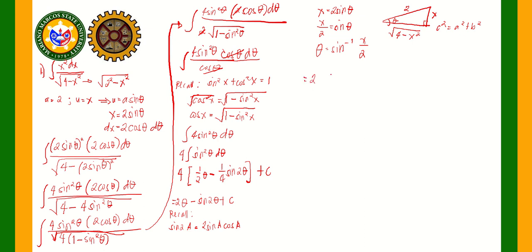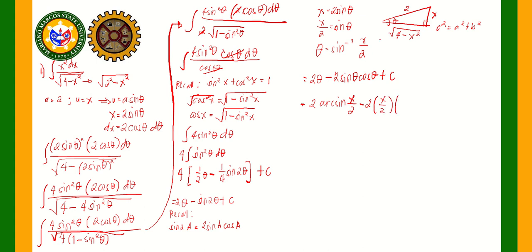So, this will be equal to 2 theta minus 2 sine theta cosine theta from the identities and then plus c. So, from here, pwede na nating i-substitute si arc sine x over 2 sa mga theta dito. So, this will be equal to 2 arc sine x over 2 yan, minus 2 arc sine x over 2. No, sorry. That will only be yan. Si x over 2 na lang. Kasi sine theta pala yan. So, this will be x over 2.